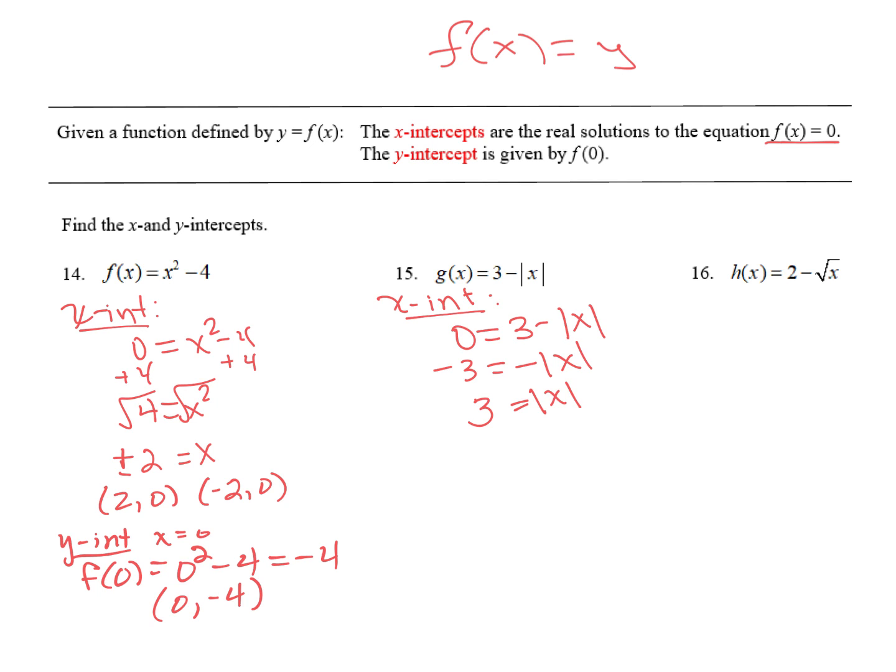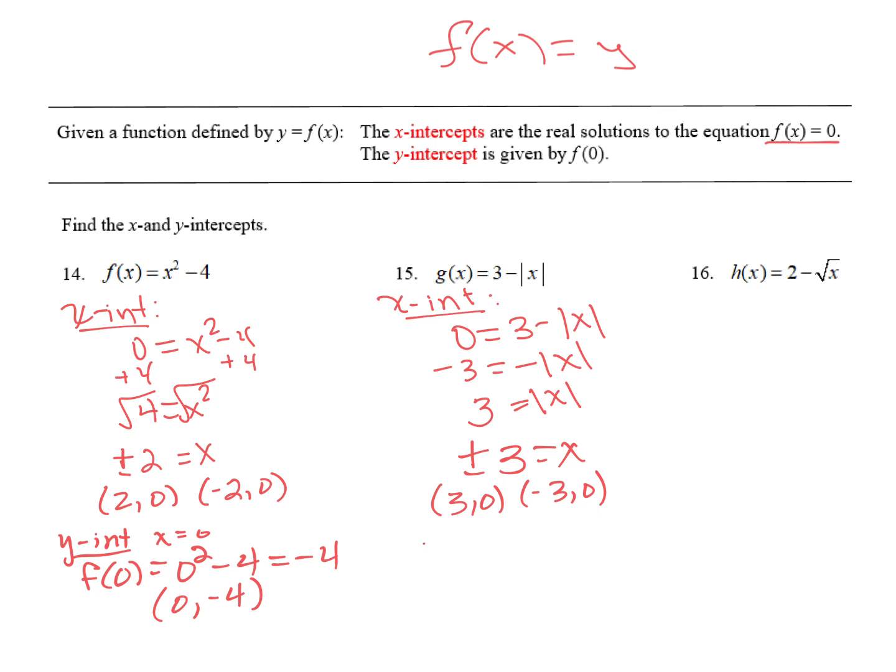Now, we're going to cover this more as we go through, but the absolute value of x means, how far away from 0 can we go? That's absolute value. So the absolute value of x is what has a distance of 3 from 0. That is also plus or minus 3. So I have two x-intercepts again, (3, 0) and (negative 3, 0).